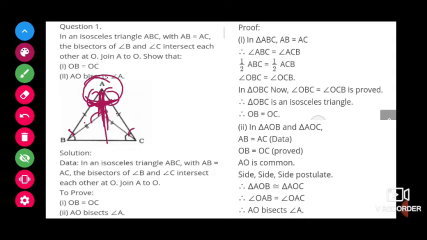I hope you understand, children. Even if the steps go up and down, no need to worry. Whatever I explained, in the same way you can write the steps. You can even try to form your own steps by using the diagram, but the steps should be correct, relevant to the diagram, and follow the rules.